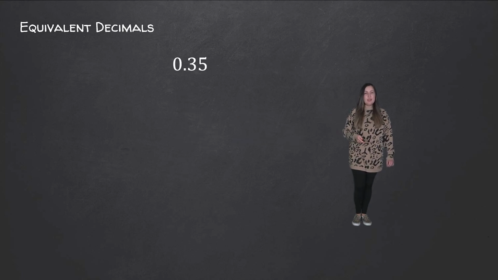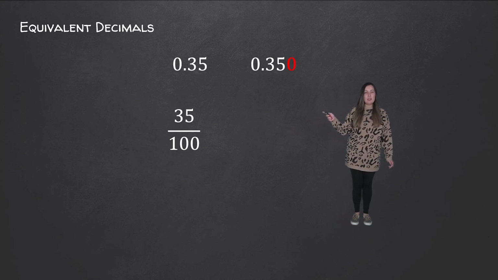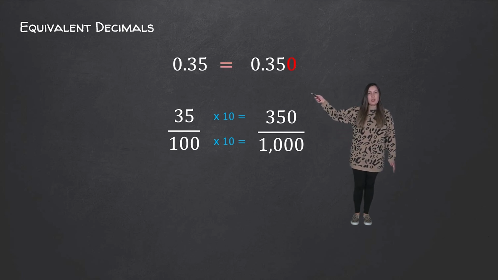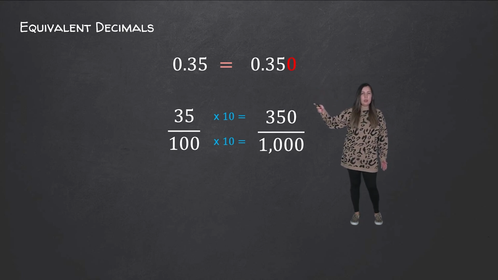Alright, so let's do another example. Here we have 35 hundredths, which means 35 over 100. And here we have 350 thousandths, which means 350 out of 1,000. In order to get from 35 to 350, we have to multiply by 10. 35 times 10 is equal to 350, and whatever we do to the numerator, we do to the denominator as well. 100 times 10 is equal to 1,000, so these two decimals are equivalent. So again, you can add a 0 at the end of the decimal, and it will still be equal.